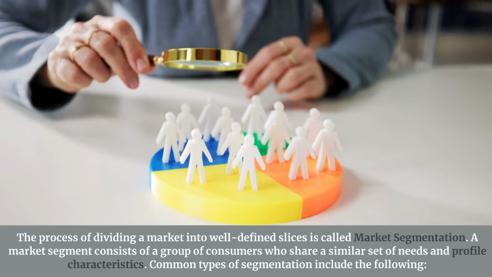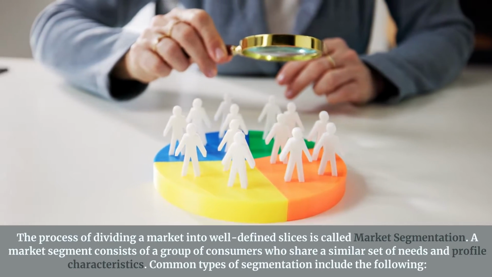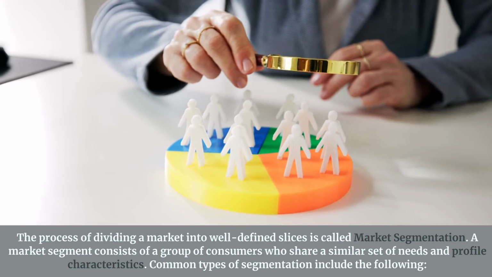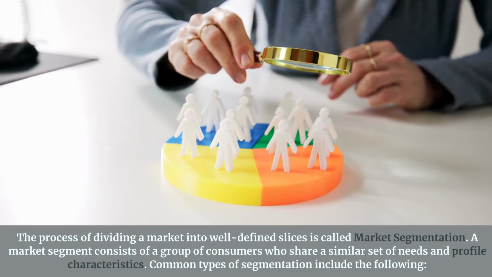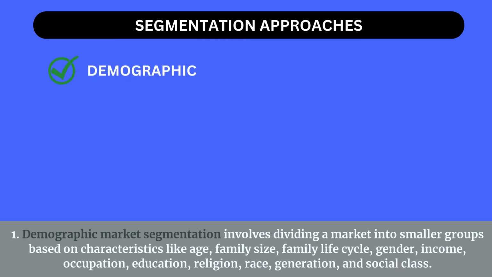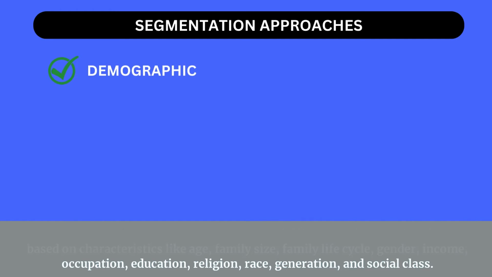The process of dividing a market into well-defined slices is called market segmentation. A market segment consists of a group of consumers who share a similar set of needs and profile characteristics. Common types of segmentation include the following. 1. Demographic market segmentation involves dividing a market into smaller groups based on characteristics like age, family size, family life cycle, gender, income, occupation, education, religion, race, generation, and social class.